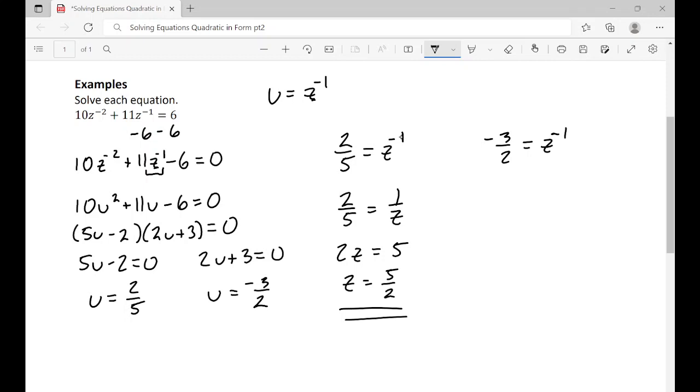And we can see, honestly, all we did was just take our answer we got for u and just reciprocate it, which is going to be the same thing here. But I'm going to go through the steps anyway just to show it. Again, I don't like the negative 1, so I'll bring it down and make it a positive 1. So negative 3 over 2 equals 1 over z. Multiply z over, multiply 2 over. Negative 3z equals 2. Then divide by negative 3. z equals negative 2 over 3. Again, the same number, we just flipped it.